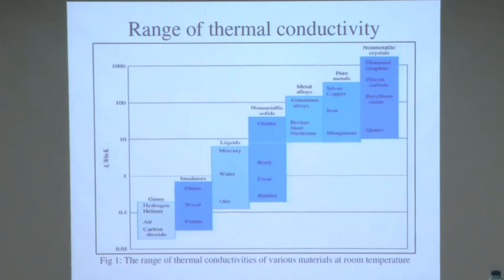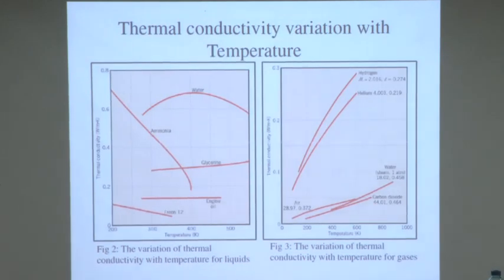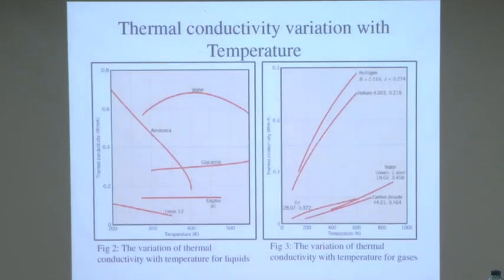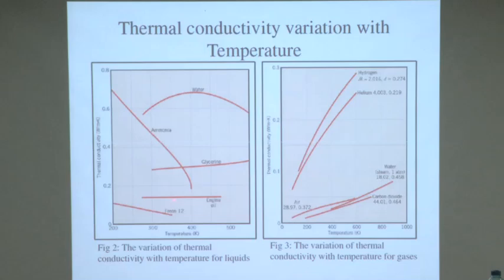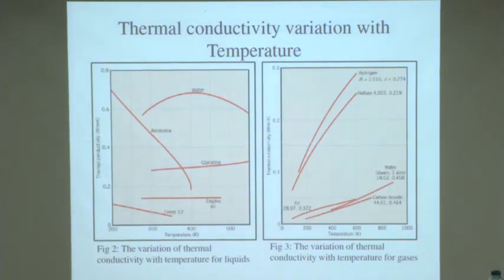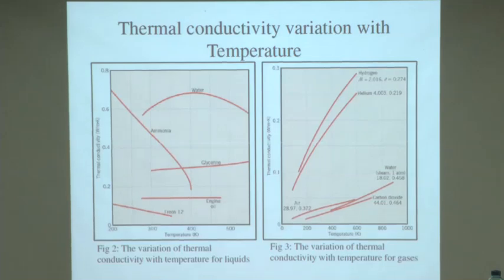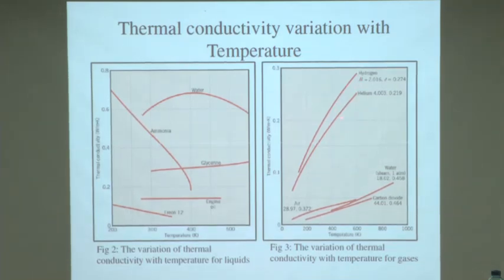Next, this is some representative figure of thermal conductivity variations with temperature. This is for liquids, ammonia: there is a strong decreasing trend. This is for gases. For hydrogen and helium there is a strong increase, a strong influence of temperature in increasing the thermal conductivity, whereas for air the thermal conductivity is less influenced by temperature. Then there are water and carbon dioxide.